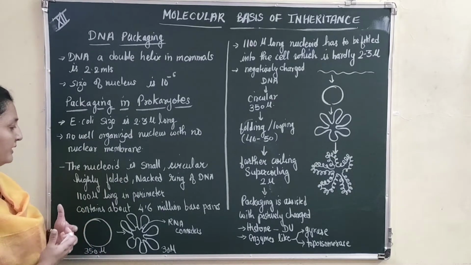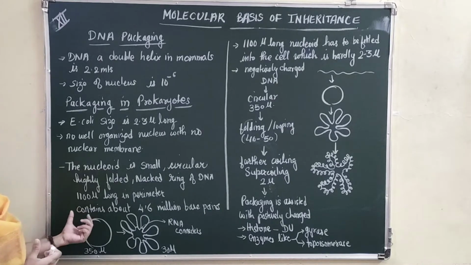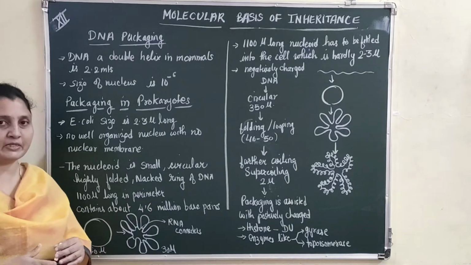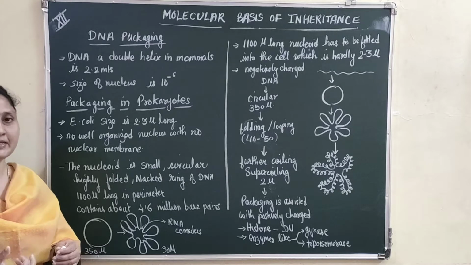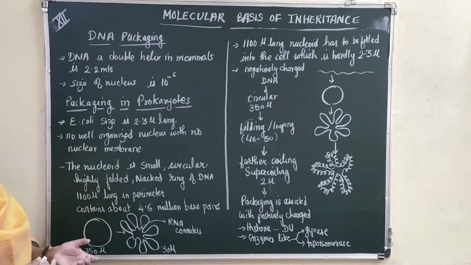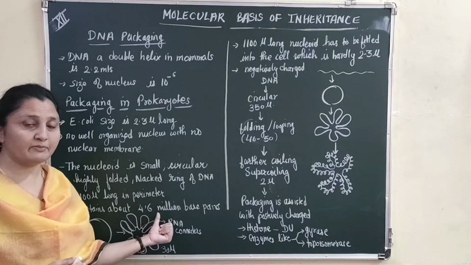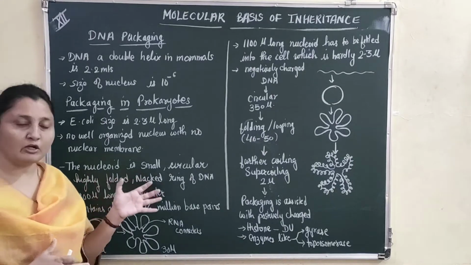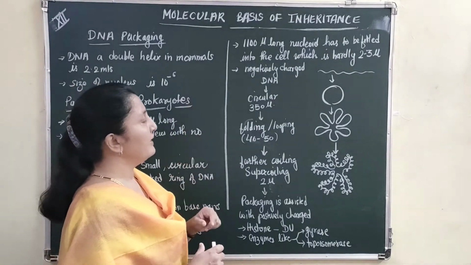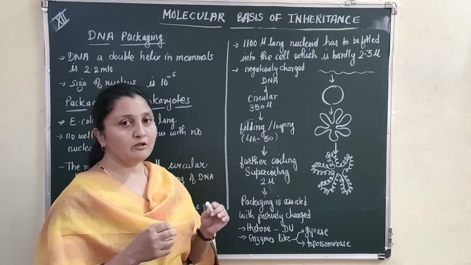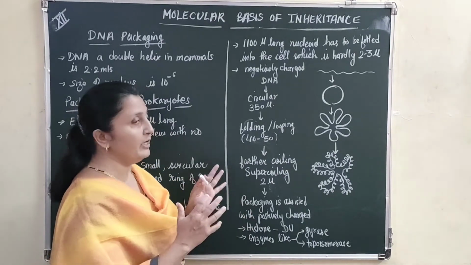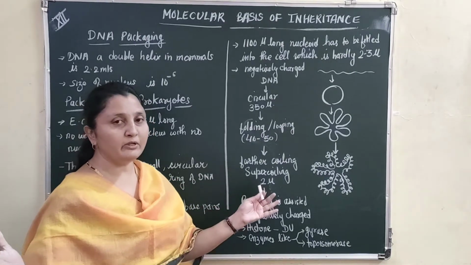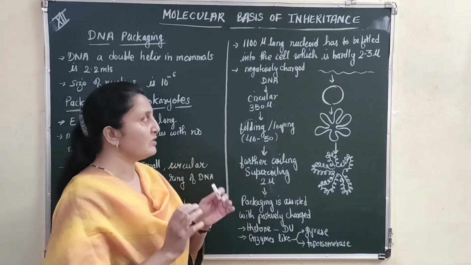Let us talk about how the DNA gets packed, right? The DNA of the prokaryotes has some 4.6 million base pairs. You know that ATGC are the bases, and how many such base pairs are present in prokaryotes? It is 4.6 million, and that makes the DNA of the prokaryotes very big. So let us talk about how the packaging is done. That 1100 micrometers long DNA has to be put into a cell which is just 2.3 micrometers small. So a very large molecule has to be put into a very small cell. So how is that done?